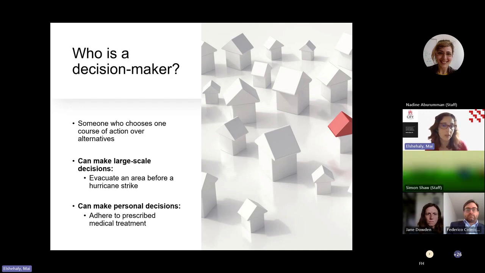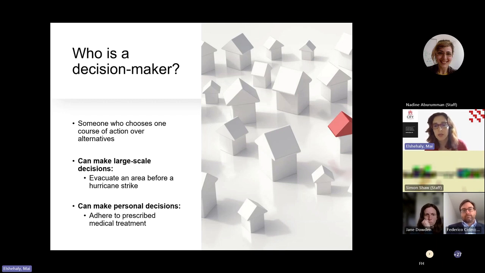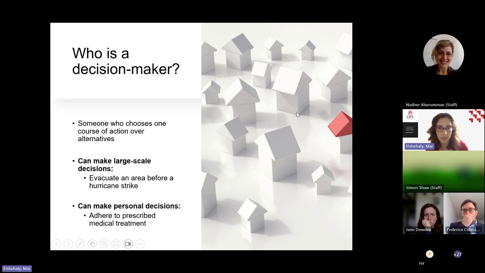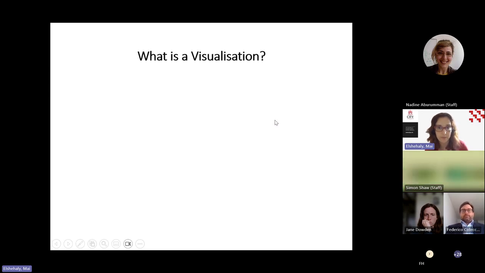Now, these decisions can be at a large scale, like evacuating an area before a hurricane strike or an airstrike, or all sorts of large-scale decisions that can have an impact on the life and livelihood of a number of people. Or it can be a very personal decision that impacts my own well-being, for example, adhering to a prescribed medical treatment. These different tasks for decision makers really vary in terms of the scale, the context in which they take place, and the data that is necessary to support them.